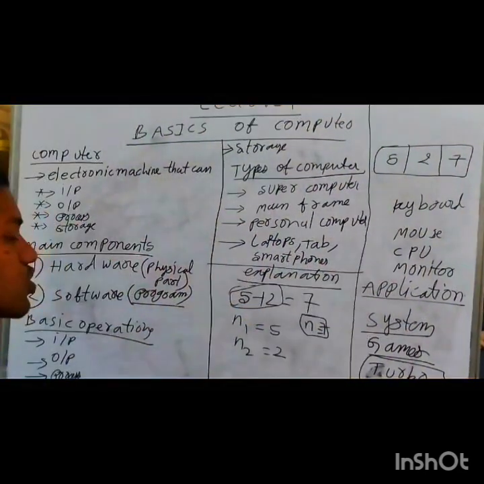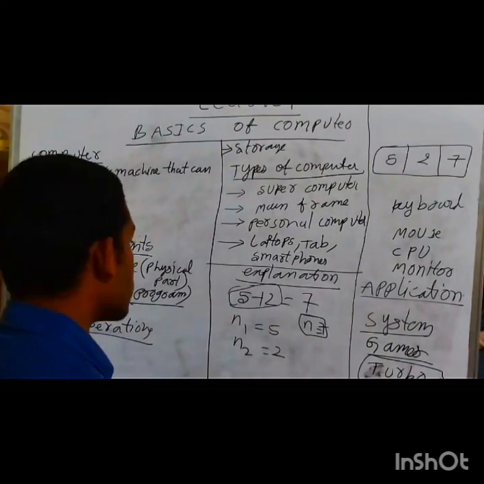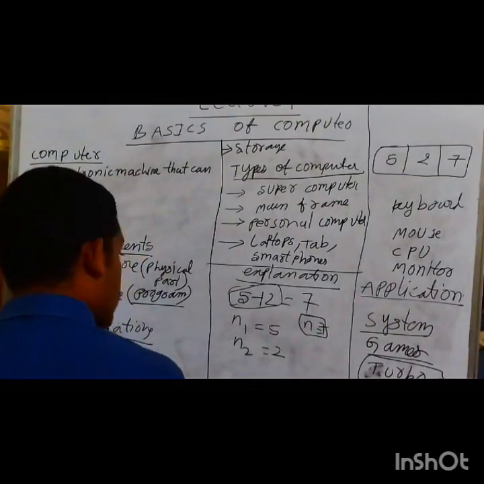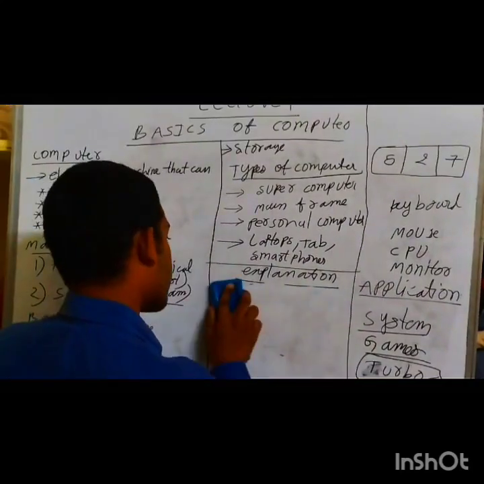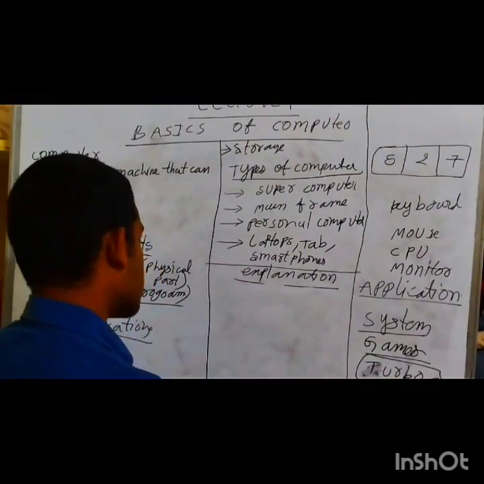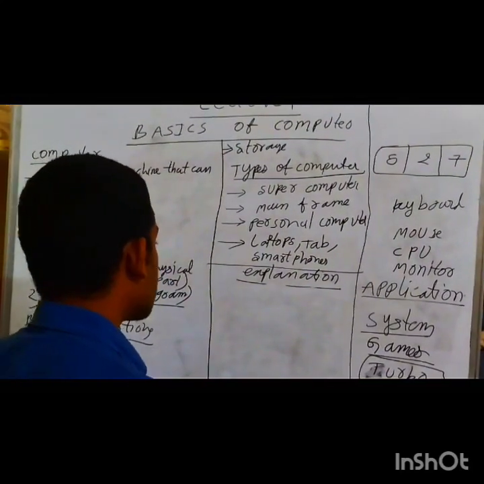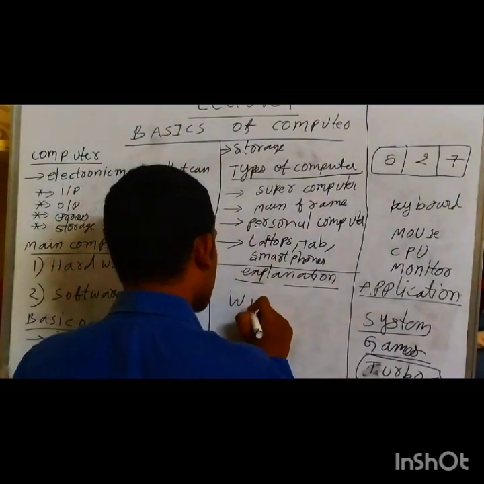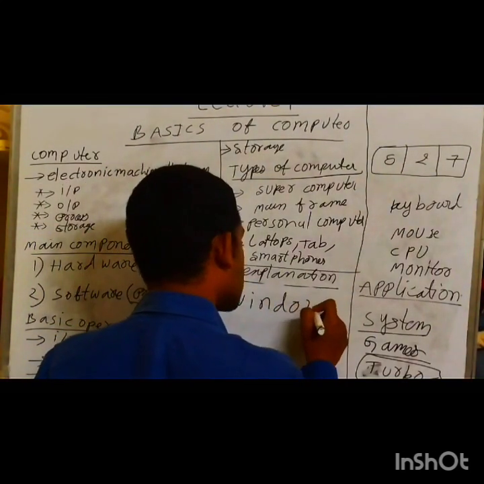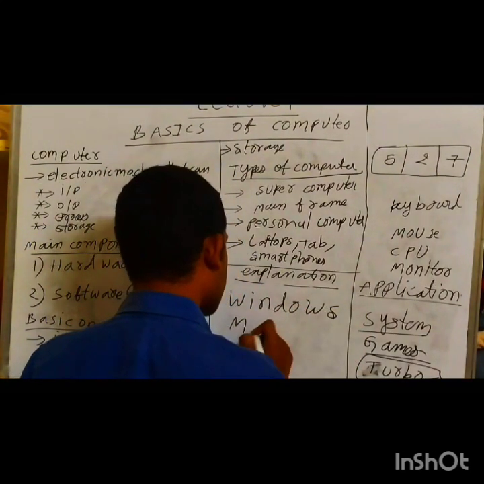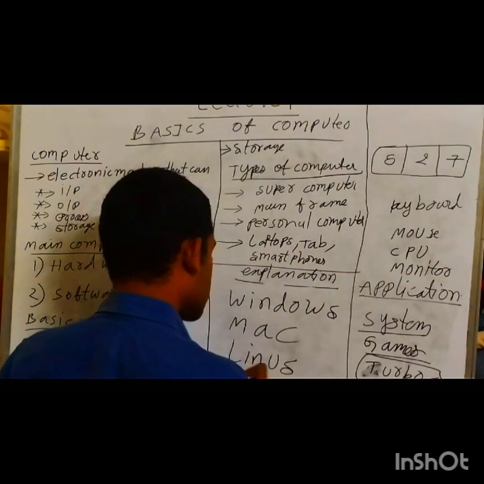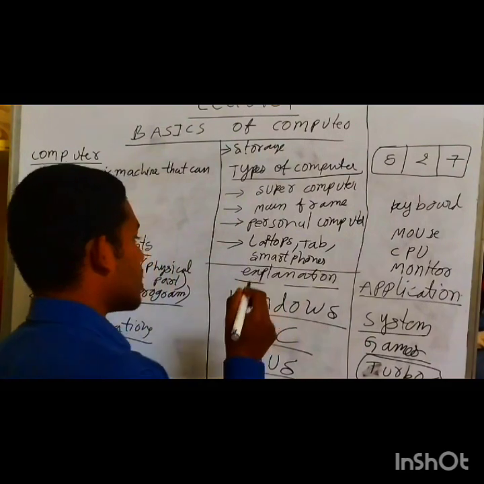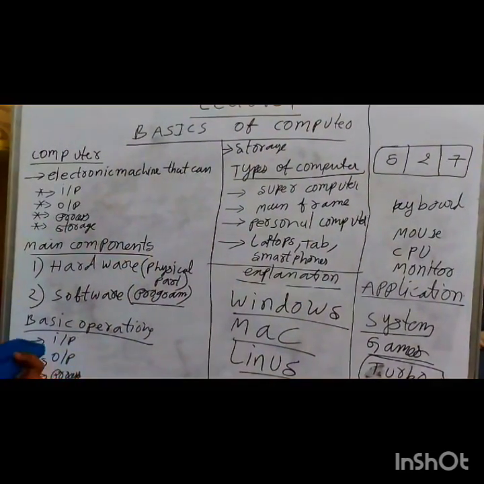Next is system software. For example, we can say Windows, Mac and Linux. These are nothing but system software.